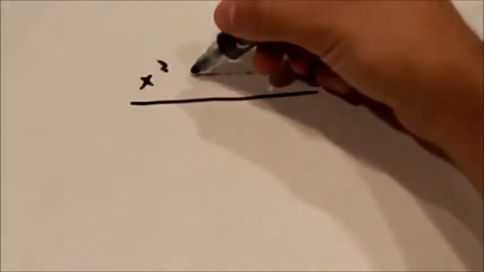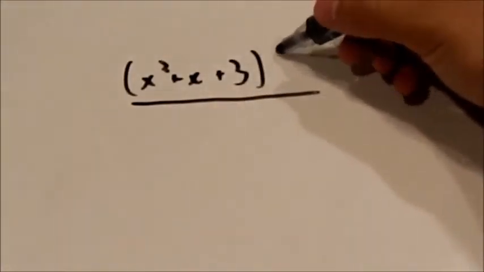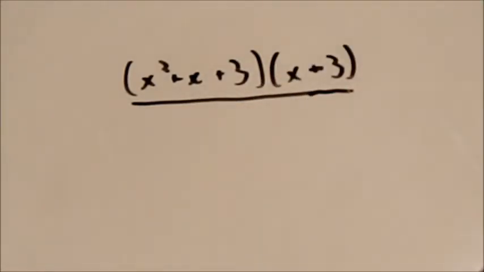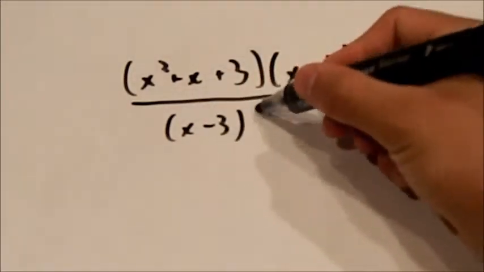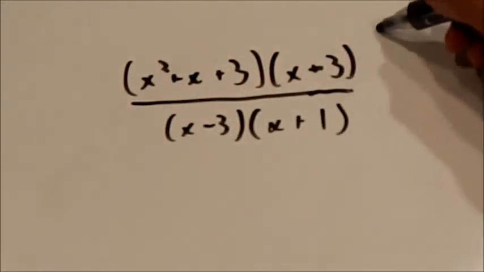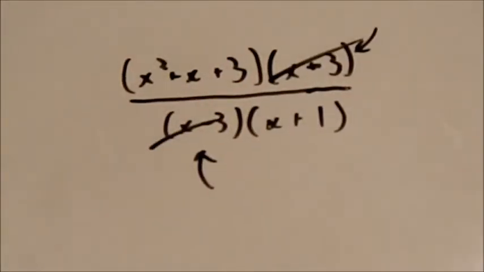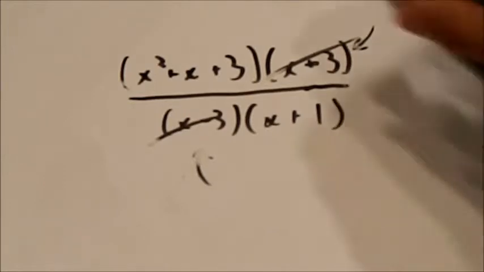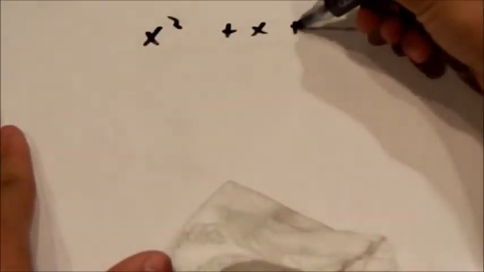These become the coefficients of your quadratic equation. So 1x squared plus 1x plus 3, and with the remainder of 0. And this is multiplied by the original factor you're trying to remove, x minus 3. Now we have the full equation, x squared plus x plus 3 times x minus 3 over x minus 3 times x plus 1. Now that you have an x minus 3 on the bottom and top of the equation, you can cancel it out, and you're left with x squared plus x plus 3 over x plus 1.